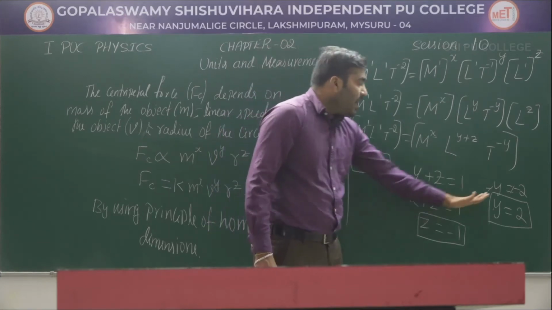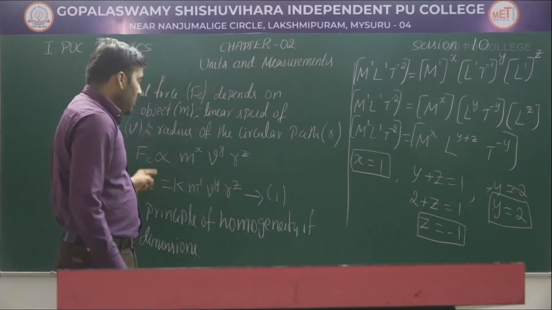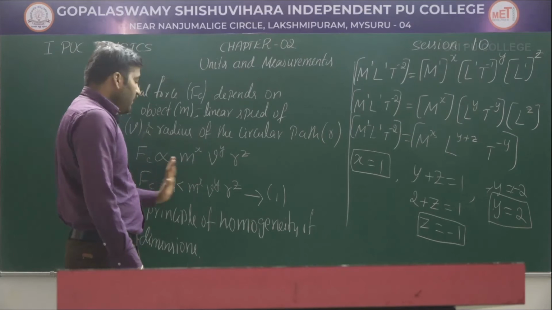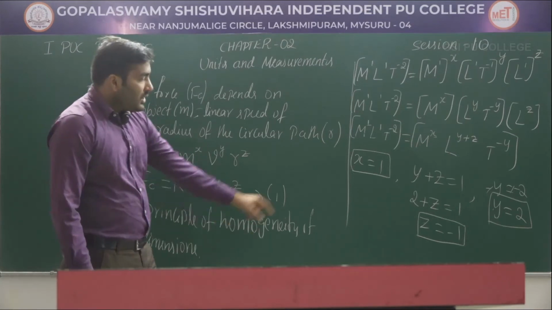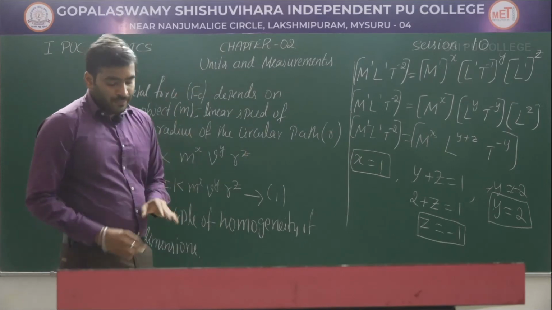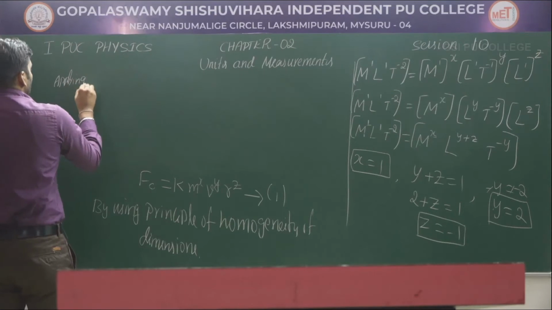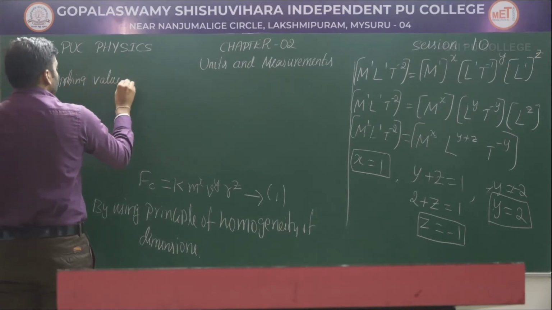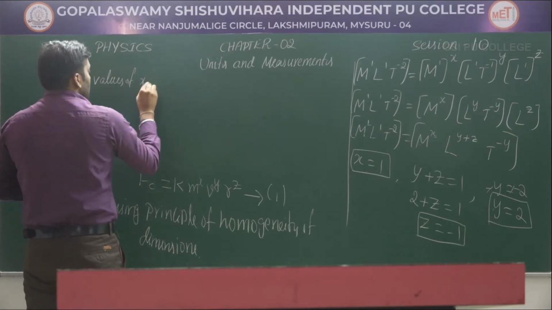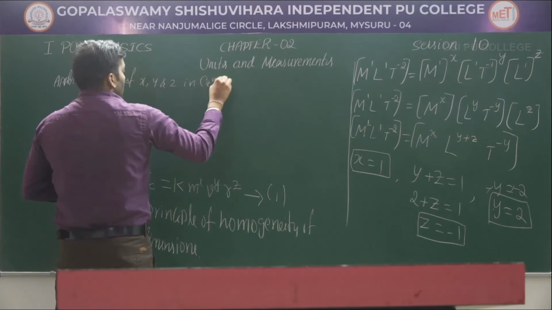Next, what should we do with these x, y, z values? You should apply them in this equation, so that you will get the relationship between these quantities. So let us apply the values of x, y, z in equation 1. Now applying the values of x, y and z in equation 1.